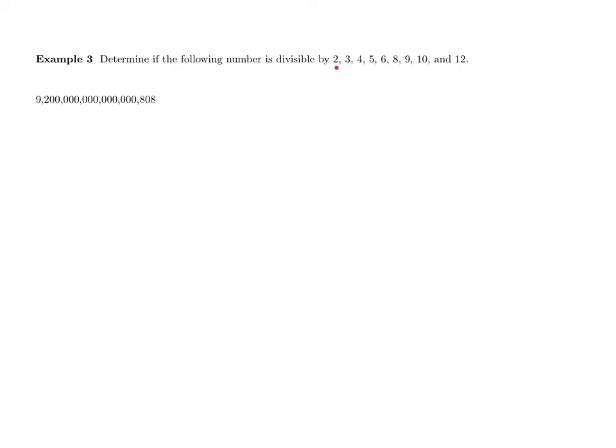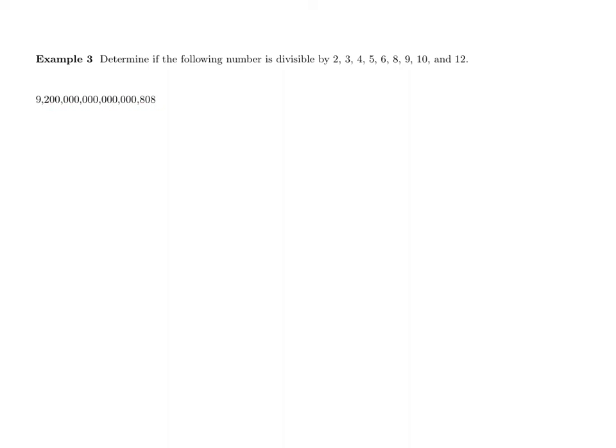So let's start with 2. Does 2 divide this thing? And by the way, this is millions. This place value refers to billions, trillions, quadrillions, and quintillions. So you could read this number as 9 quintillion, 200 quadrillion, 808.